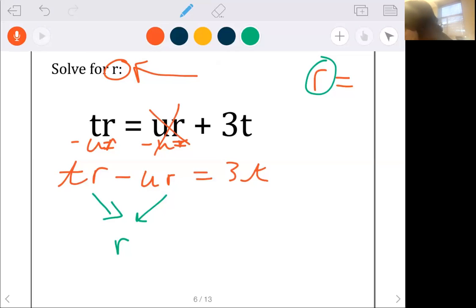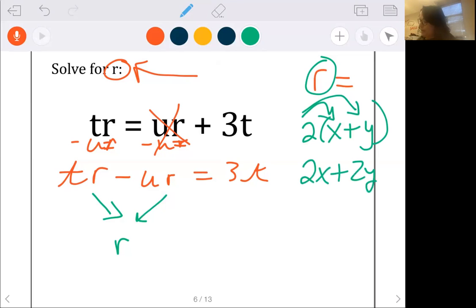So when you used to say 2 times x plus y, and your middle school teacher said multiply that in, that's exactly what we're doing in reverse. I see a 2 in both of them, so I'm going to pull it out, and I'm staring at an x plus y.